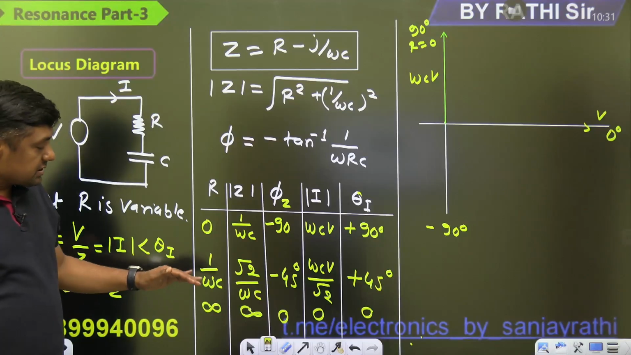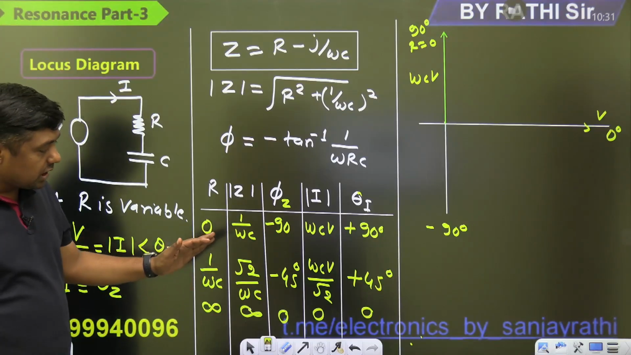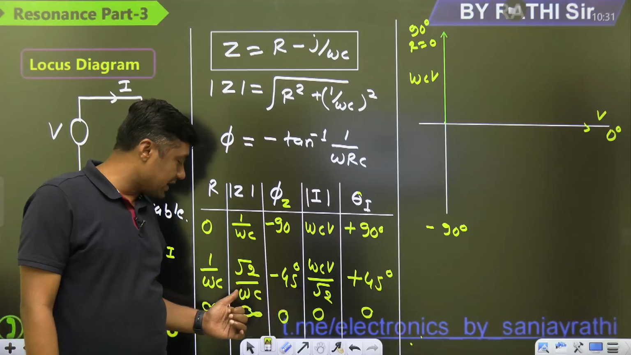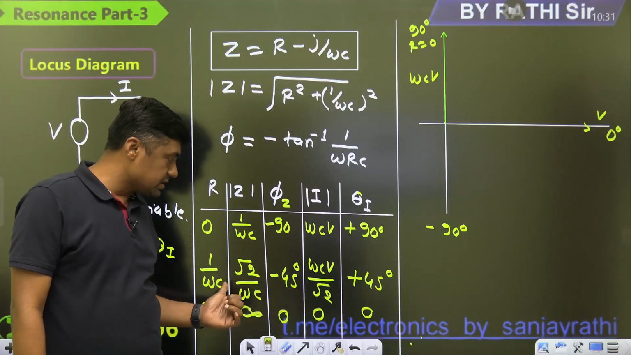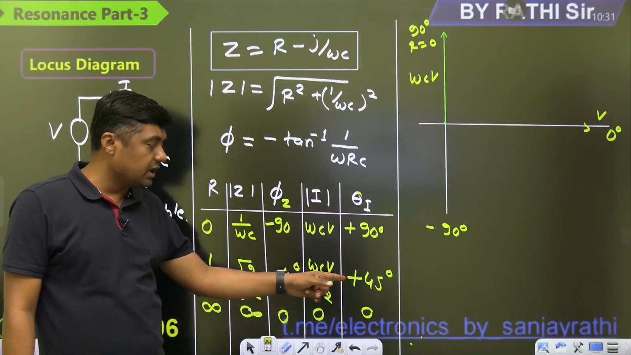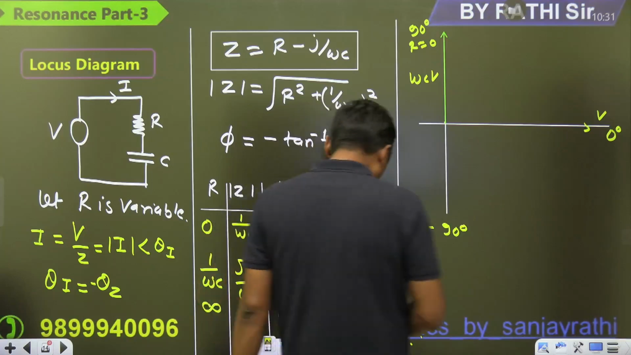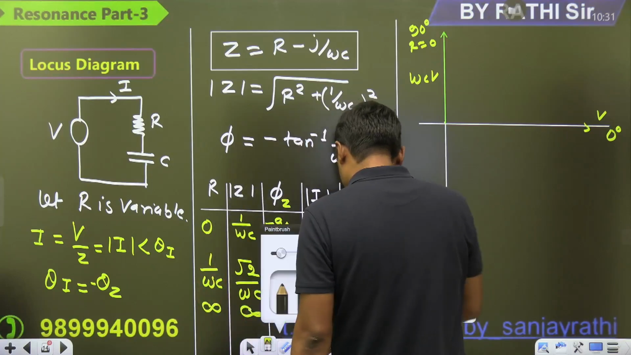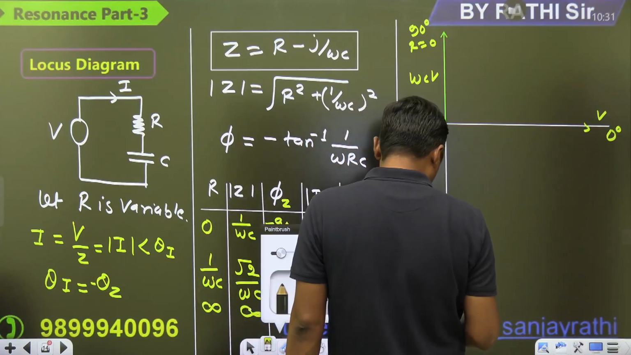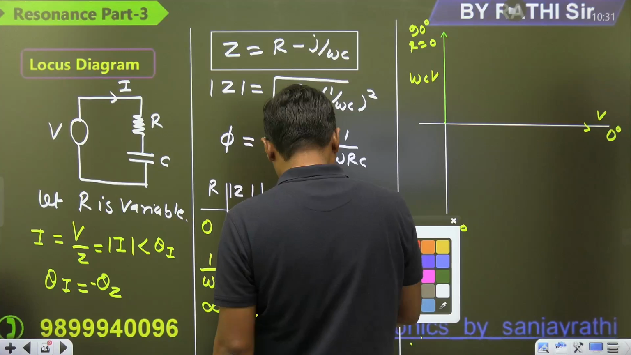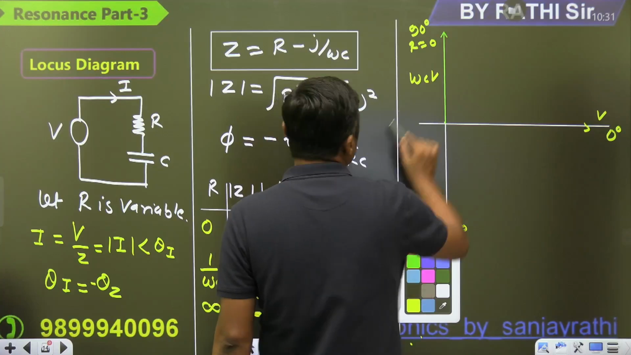Now when we increase the value of R, the current starts decreasing. It will become omega CV by root 2 exactly when R is 1 by omega C, and finally it will become 0. And the angle there is 45 degrees. So when we draw all the phasors, you are going to get a semicircle here. I am going to draw it, and then I will explain this.